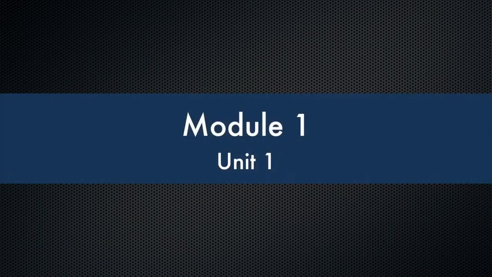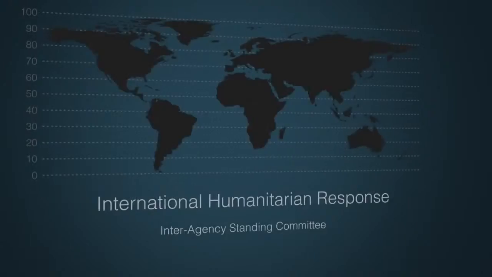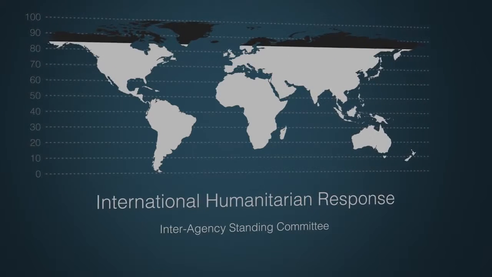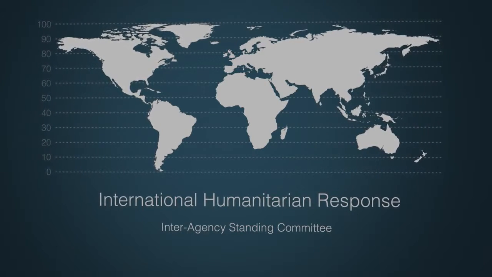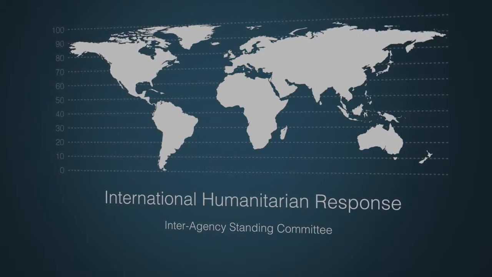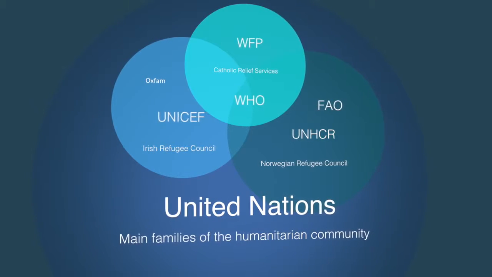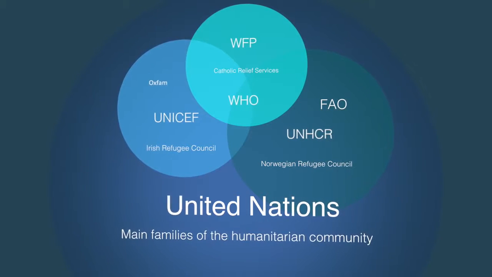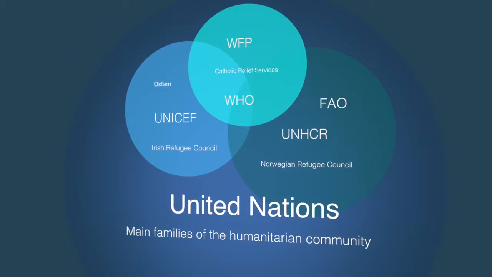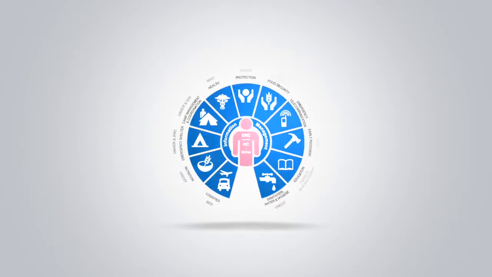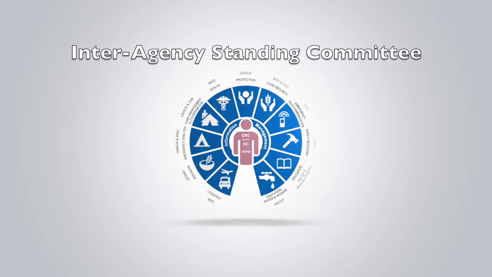Module 1, Unit 1. This unit will help you to be familiar with the inception and evolution of the international humanitarian response. Know the main families of the humanitarian community, their different mandates and their common goals. Know the Interagency Standing Committee and its objectives.